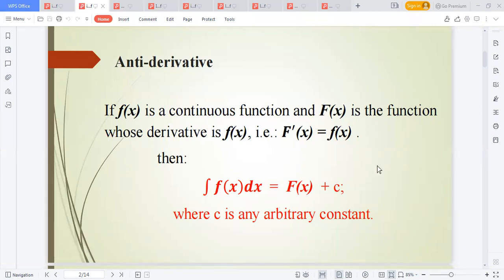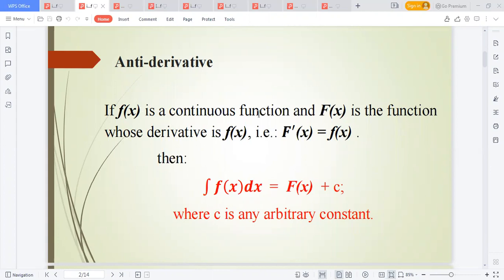Today we'll start a new part of integral calculus. That means preliminary and fundamental concepts of integration. What is integration, or what is antiderivatives? Same words. This is the antiderivatives or integration or integral calculus.